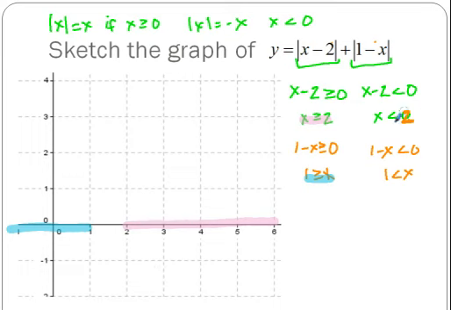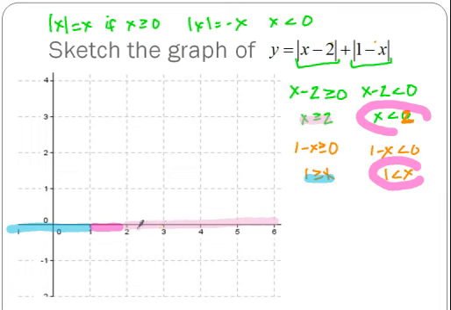And then I have these guys here. x is less than 2, but x is also greater than 1. So I have a little section here. Each section that's color-coded, the blue, the pink, and the purple, is going to have a different behavior. So here's how we figure out what those behaviors are.